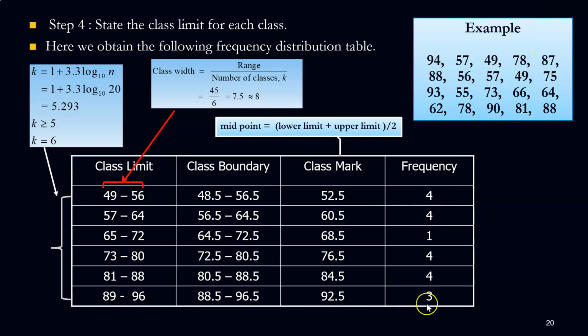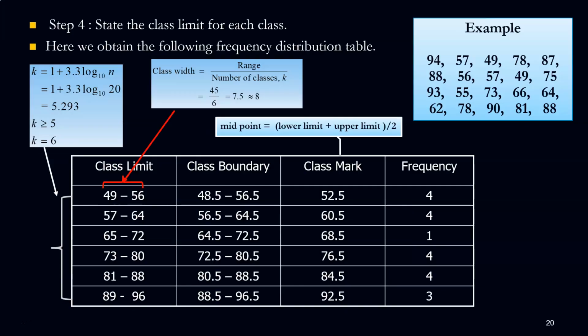Then you total up this frequency. Bila you total this one, you should get 20. Keseluruhan dia adalah 20. Sebab jumlah frekuensi mesti sama dengan you punya n of data. So you tambah 4, 4, 4, 1, 4, 4, 4, 1, 4, 4, 3, you will get 20. So make sure your total of your frequency is equal to your n. So this is your frequency distribution table. This is how you obtain it based on the 4 steps just now.